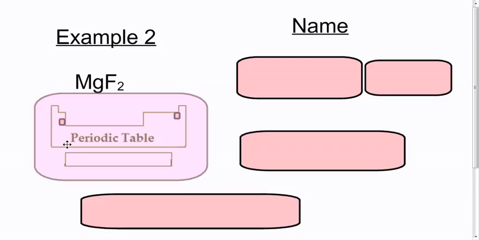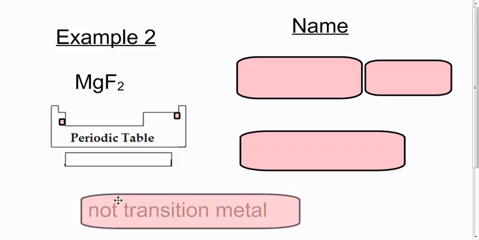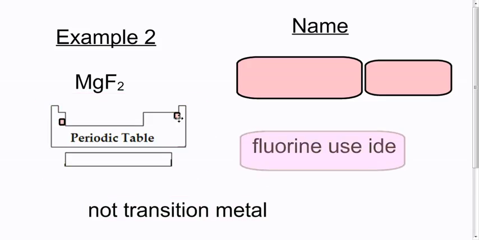Now here's another example: MgF2, and I almost said the name. You look for if it's a transition metal. Magnesium is not, so I don't need parentheses. Fluorine is a single element, so I need to use the word "ide."